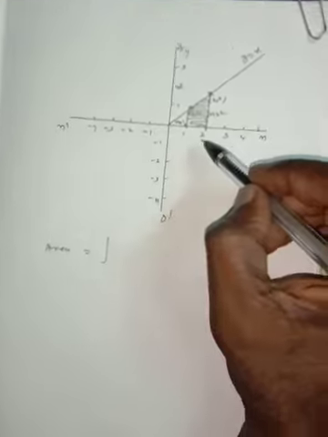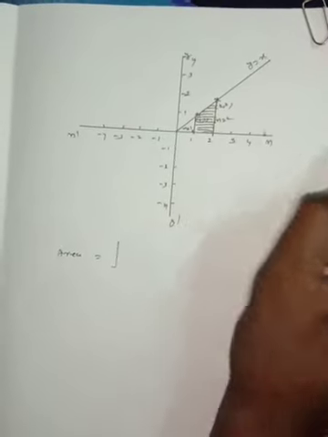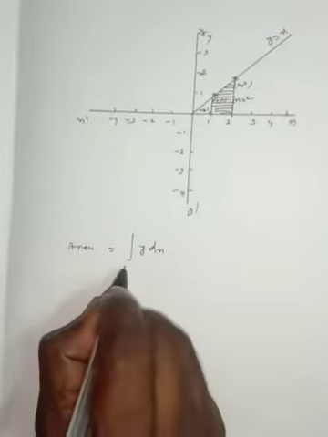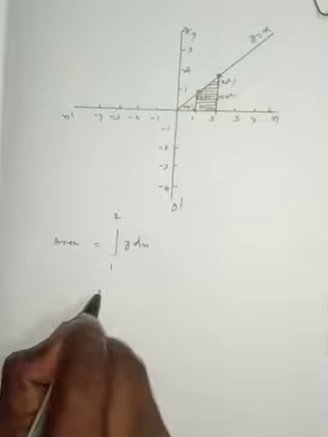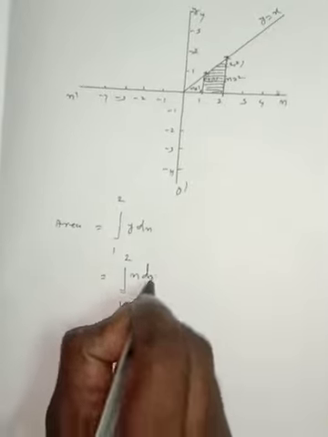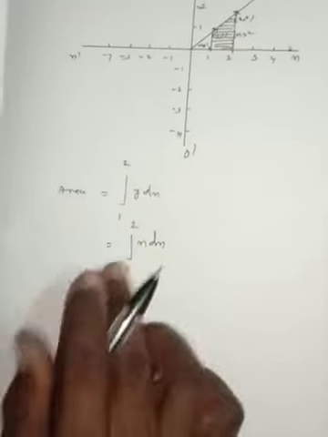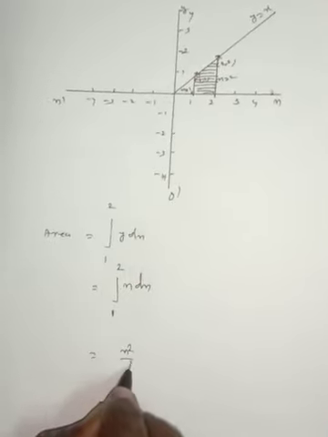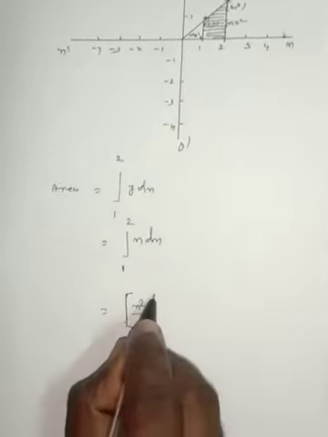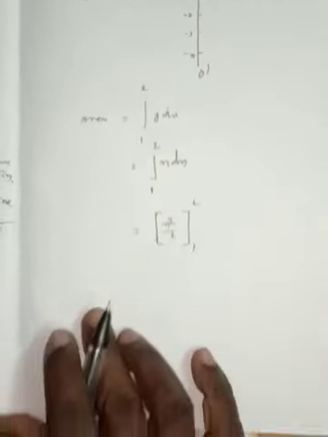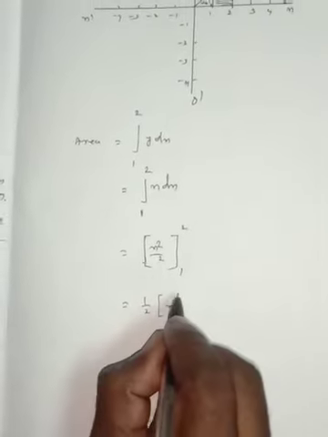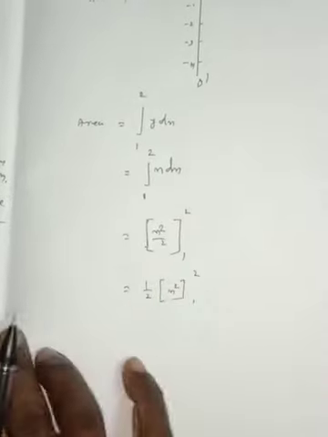integral. The shaded region is above the x axis, therefore the y dx formula. Take note, limit 1 to 2. y is x, so x dx. Integrating x, we get x square divided by 2, limit 1 to 2. 1 by 2 is a constant number, x square, 1 to 2.